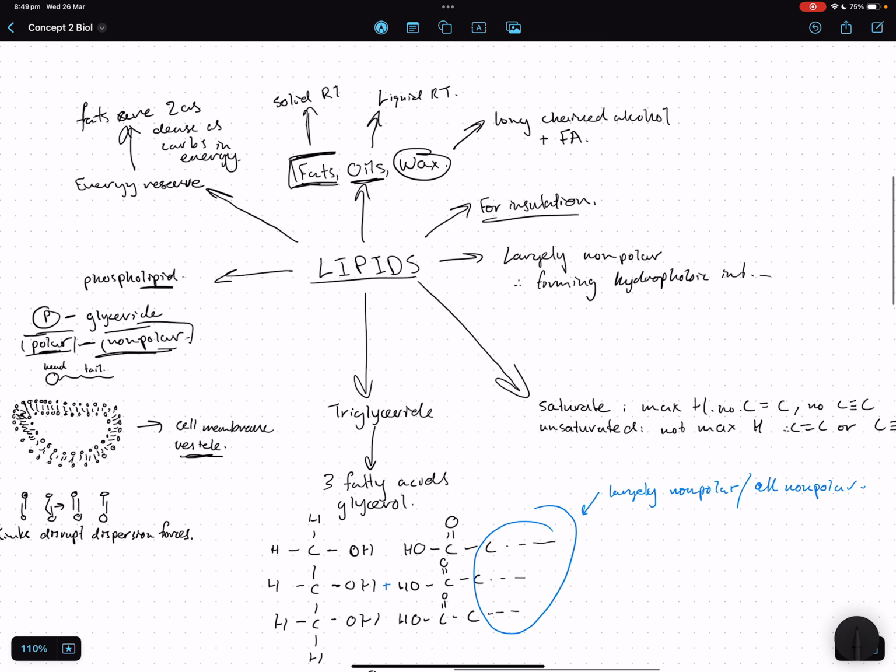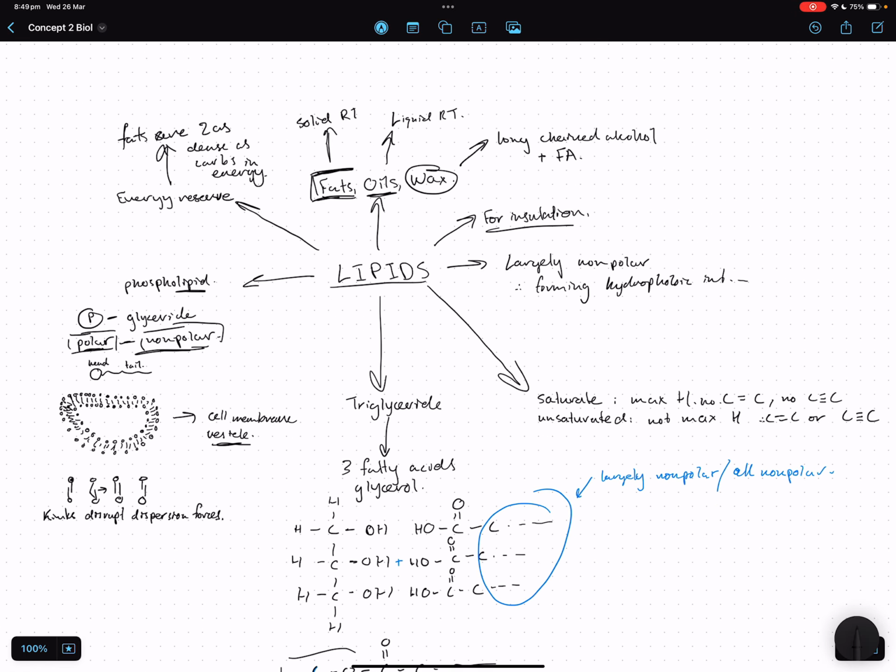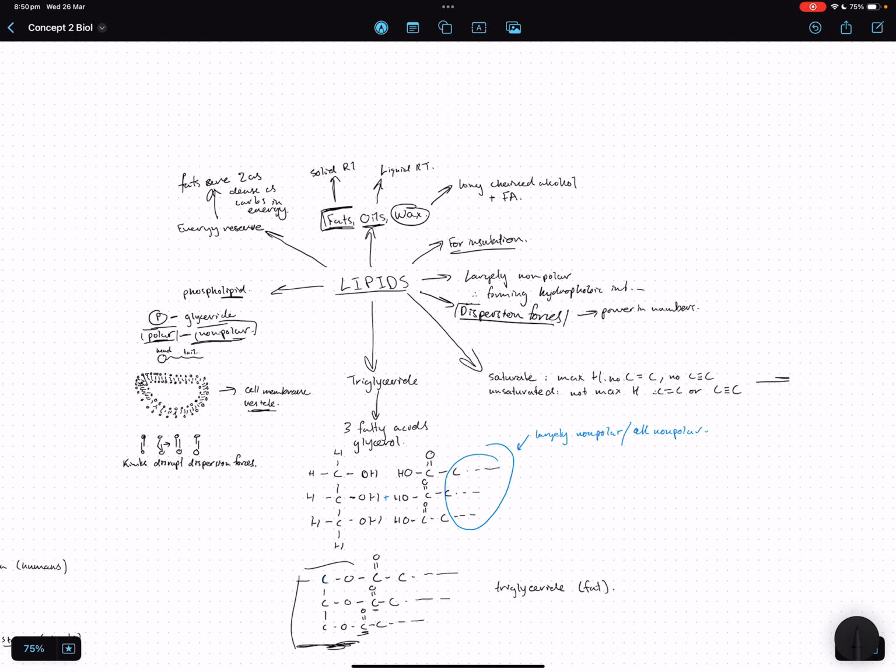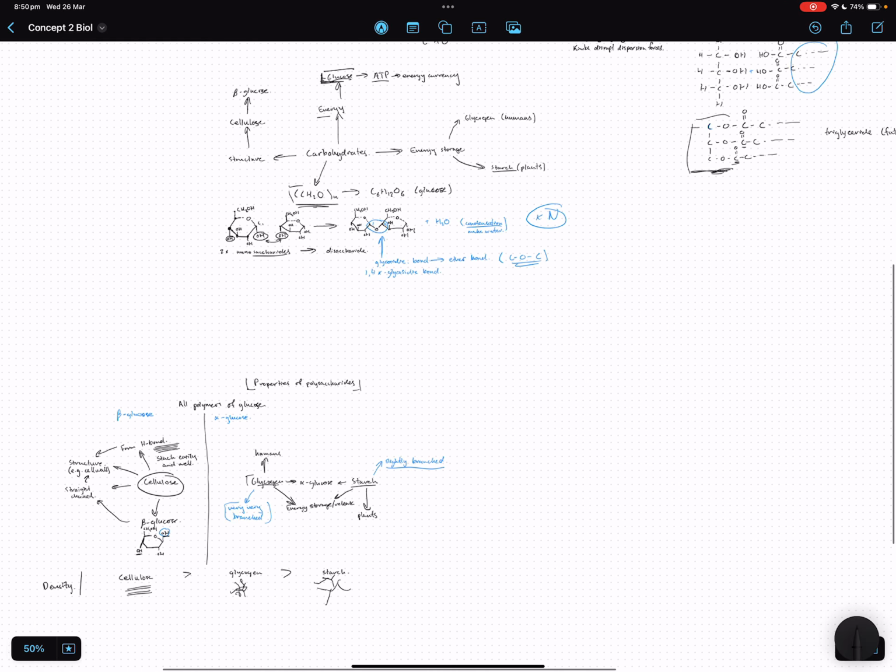Okay, so that's lipids. Pretty big topic, very important. It's just about dispersion forces. That's what holds them together mostly. It holds waxes and other things together, the fact that they have pretty strong dispersion forces, power in numbers basically. Cool. So that's lipids, that's carbohydrates.